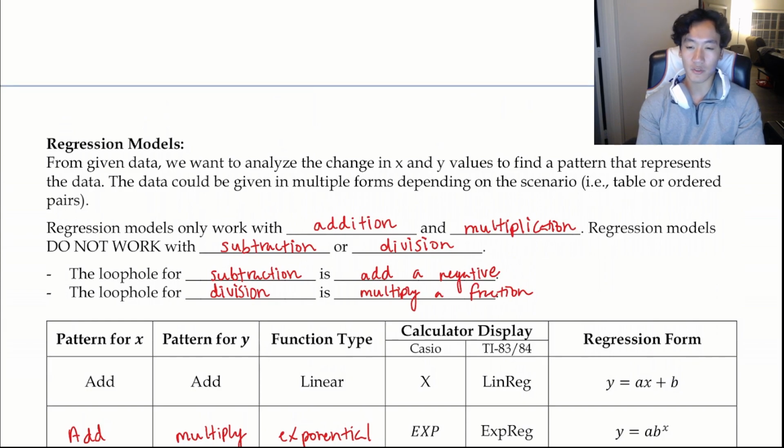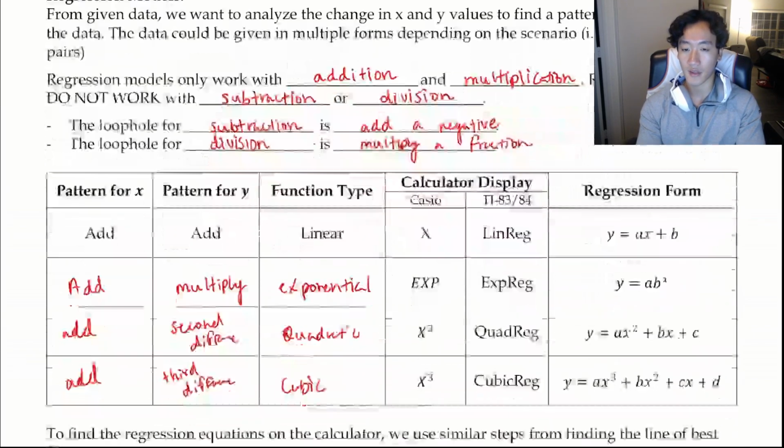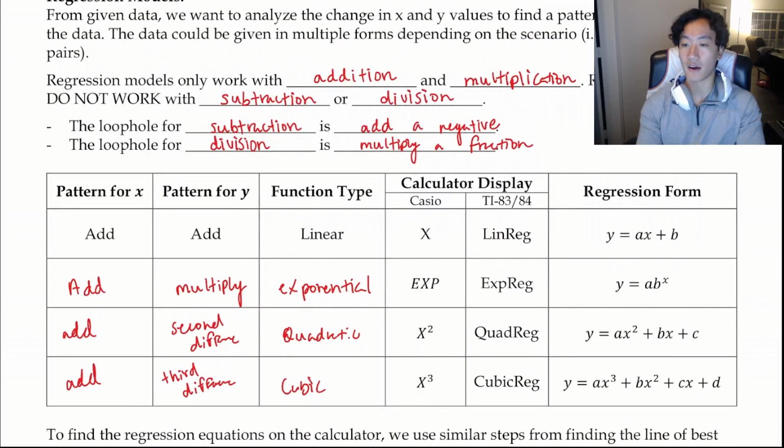Regression models only work with addition and multiplication. They do not work with subtraction or division. However, the loophole for subtraction is saying we add a negative number, which is the same thing as subtracting. And the loophole for division is multiplying by a fraction, which is essentially the same as division. Then we have this table for figuring out what type of function we have, depending on the pattern we see for x and for y, given a table or ordered pairs.